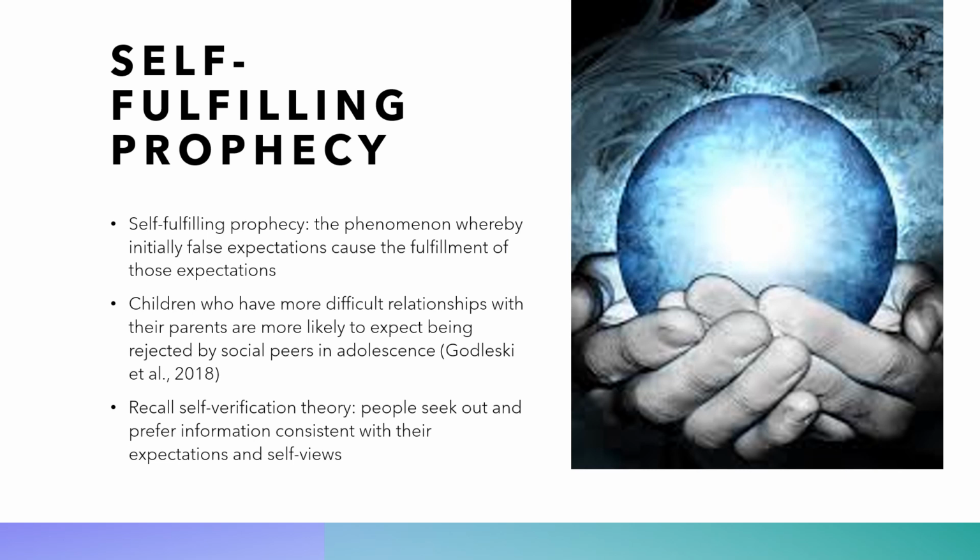Confirmation bias also extends to ourselves and our understanding of ourselves. This is related to the concept of a self-fulfilling prophecy, which is the phenomenon whereby initially false expectations cause the fulfillment of those expectations. Your book talks about an interesting study where teachers were informed about the aptitude of certain students, and it was randomly assigned. And then students who were proposed to have really great aptitude ended up doing better later on.